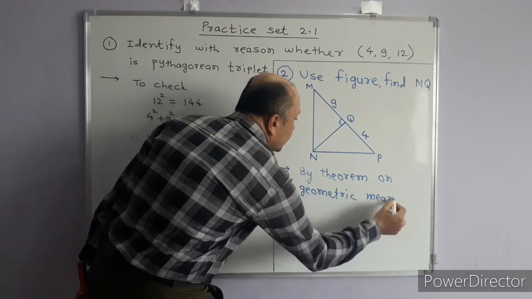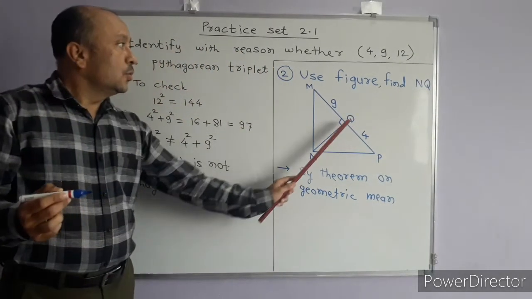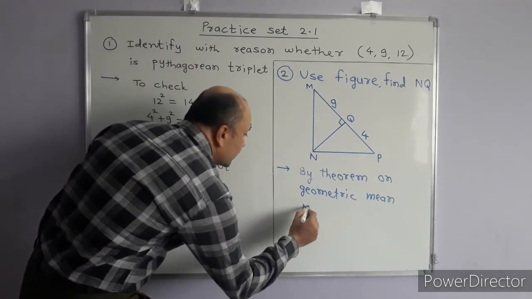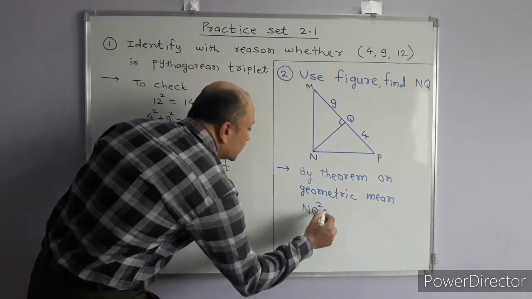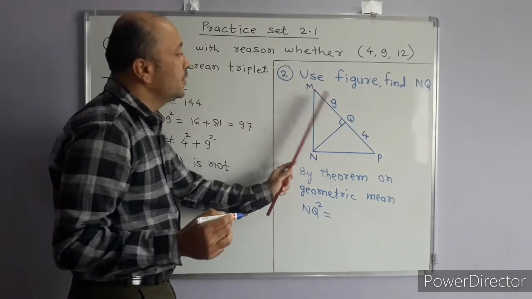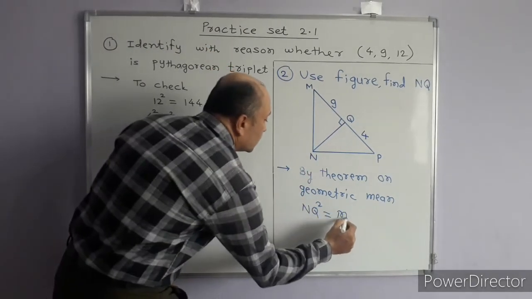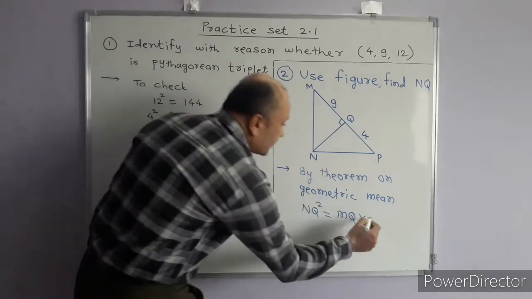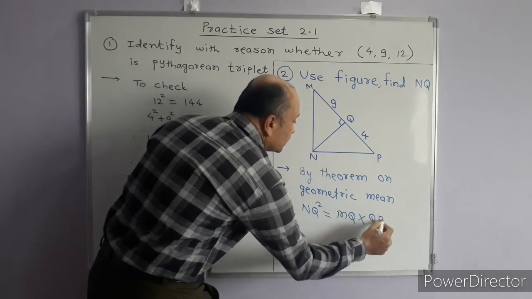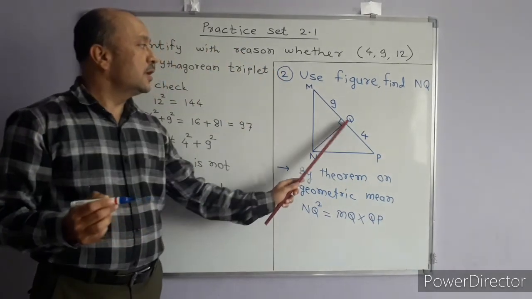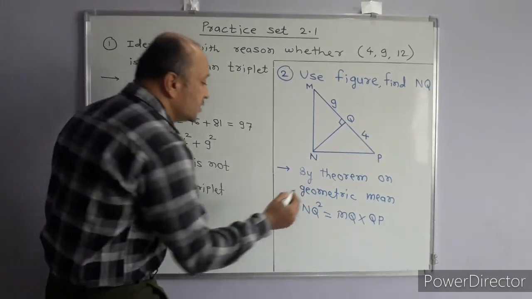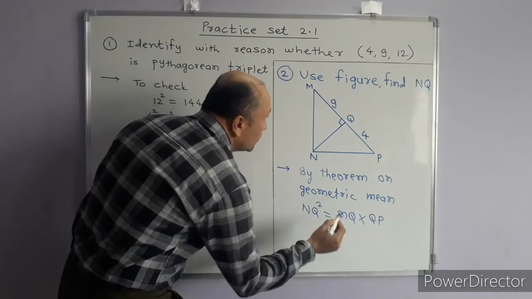So what is the statement? NQ square is equal to MQ multiplied by QP. This is the formula. So NQ square is equal to MQ multiplied by QP. It is a formula, so just put down the values.